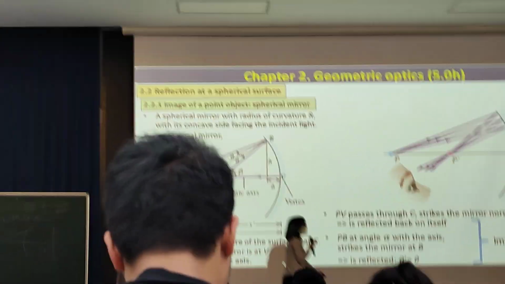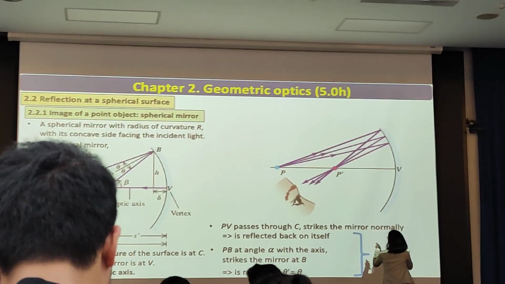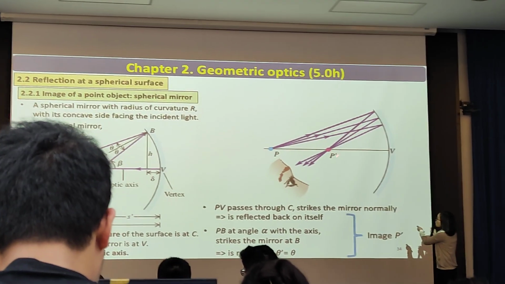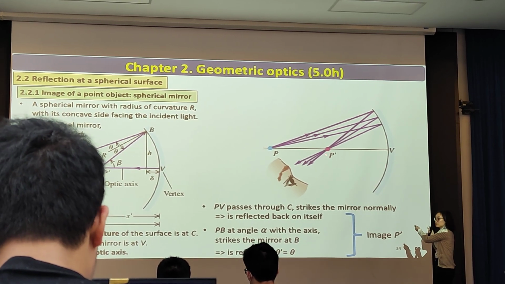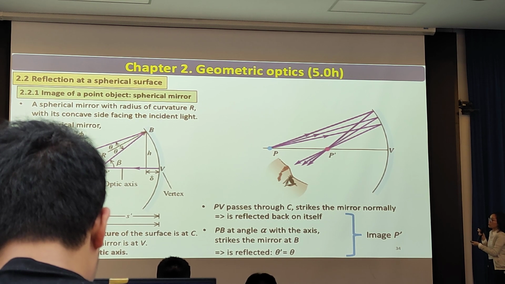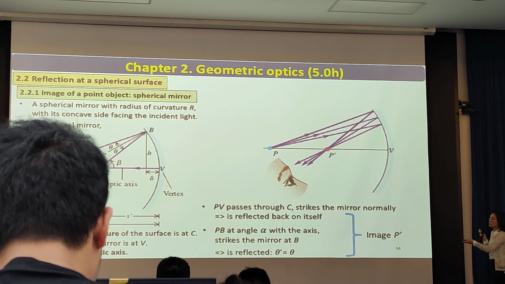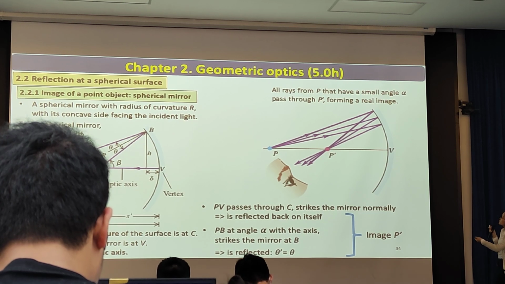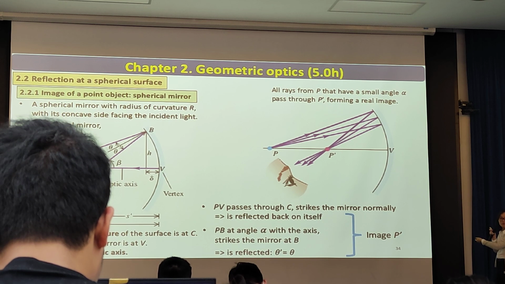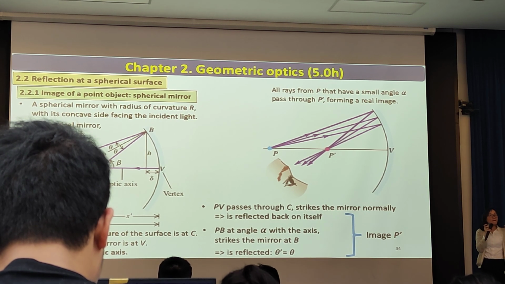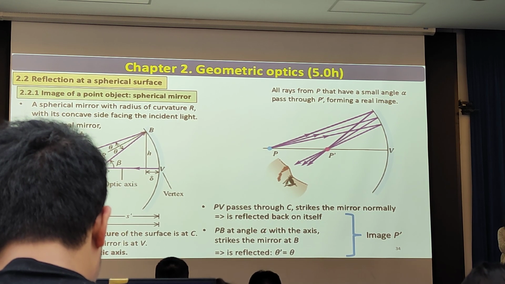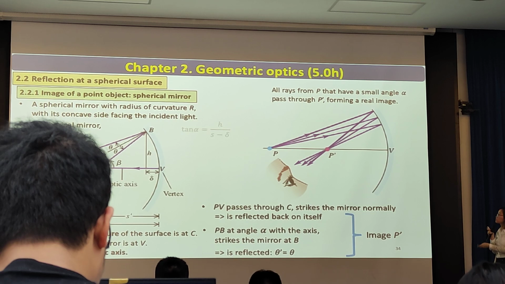And now, yes, okay, we see here also, you can draw a lot of incident rays, and then you draw the reflection rays. All of them will gather at this point P prime. Okay. And keep in mind that you need to draw the normal, like what I showed you. So the student just drew here. Okay. So all rays from P that have a small angle alpha pass through P prime, forming a real image, because the reflecting rays meet each other, right? So that's why you have a real image.